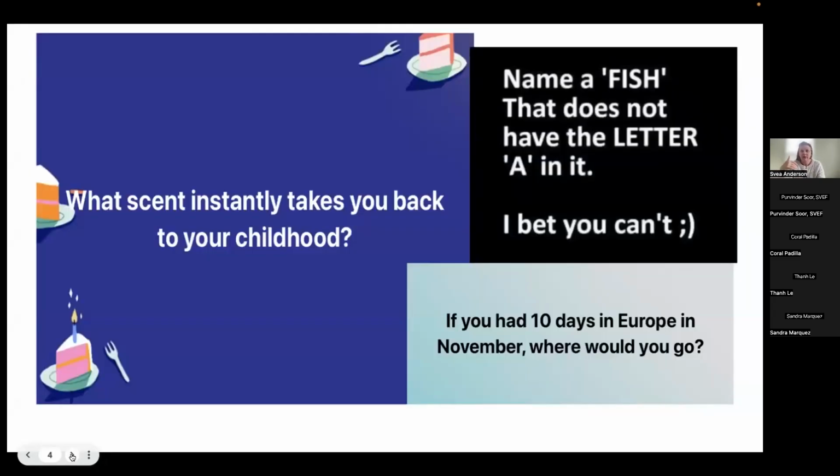Data mining is really something that we don't even think about in our daily lives. I have a teenage daughter who totally calls me a boomer, but I'm on Facebook. That's how I connect with my friends. Sometimes on Facebook, and I pulled these directly from my site, there'll be these random questions like, what scent instantly takes you back to your childhood? Or name a fish that doesn't have the letter A in it. I bet you can't, right? And you're like, oh, wait a minute, hold my morning coffee. It's trout, right? And you respond to it.